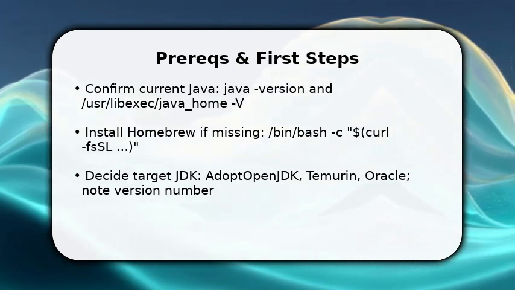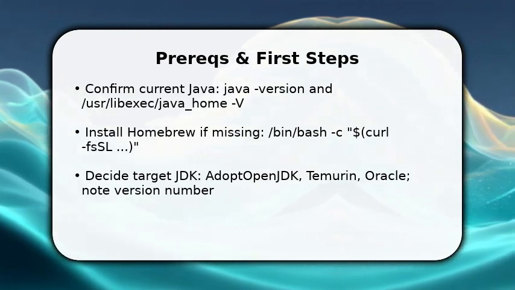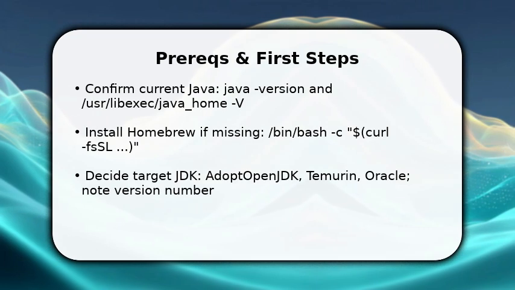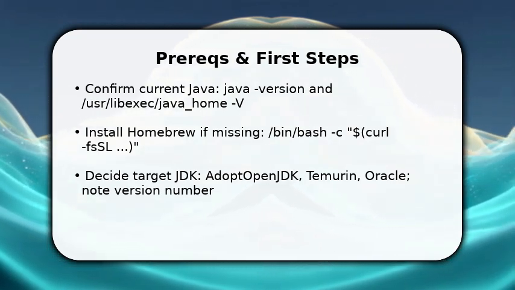Homebrew streamlines JDK installs. Then pick the exact JDK version you want, for example Temurin 17 or 11, and note it. Once done, you'll be ready to install the chosen build.